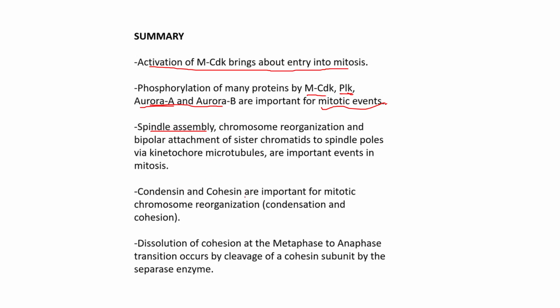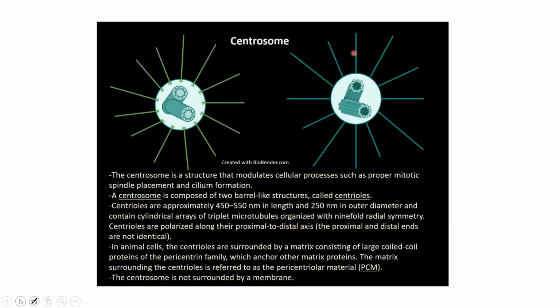And condensins and cohesins are also important, by restricting the condensation and cohesion of the DNA molecule, the chromatid molecule, and then the dissolution of the cohesion during the metaphase to anaphase transition by the enzyme separase. Okay, and cleavage of the cohesin subunit leads to the separation of the two sister chromatids during the mitosis stage. So this is the total summary of how mitosis occurs during the cell cycle.